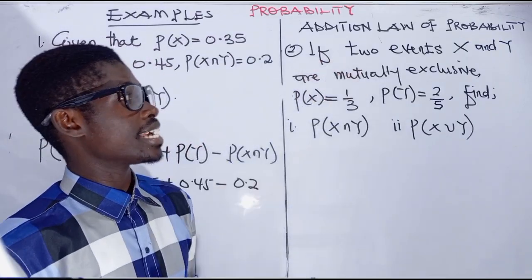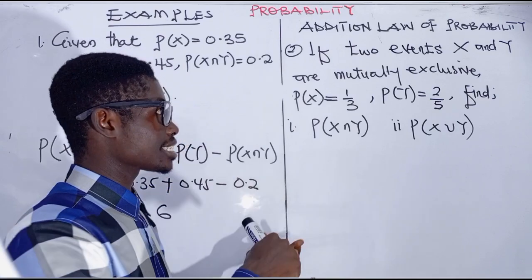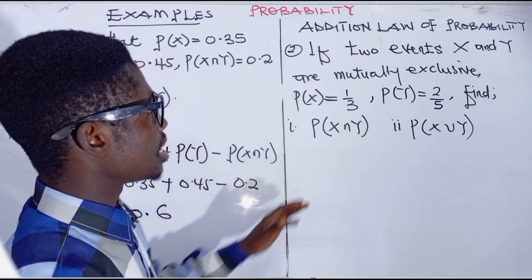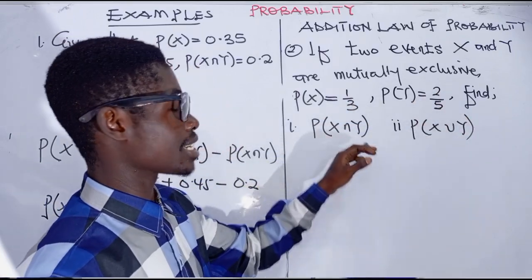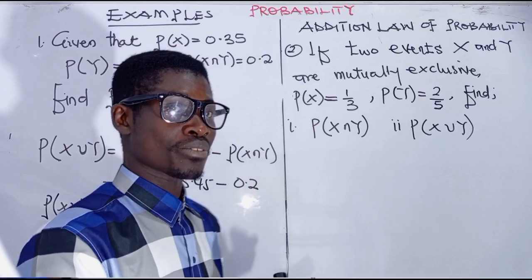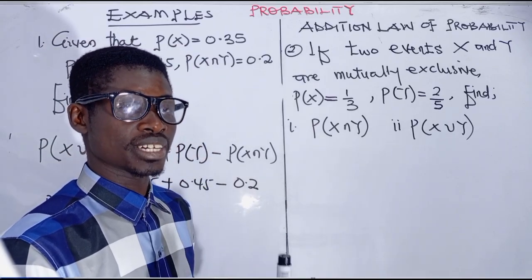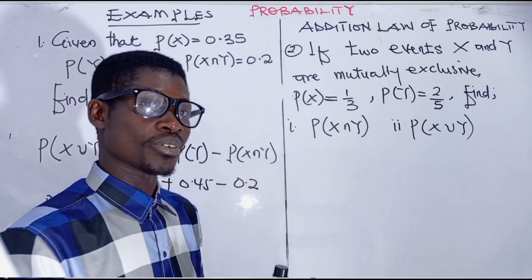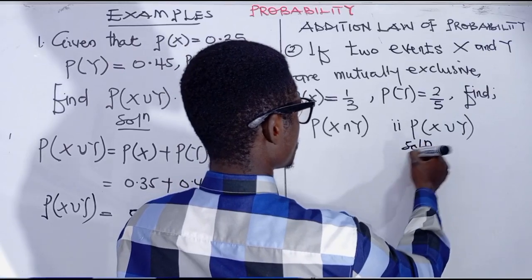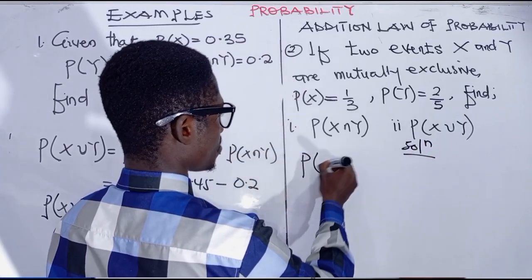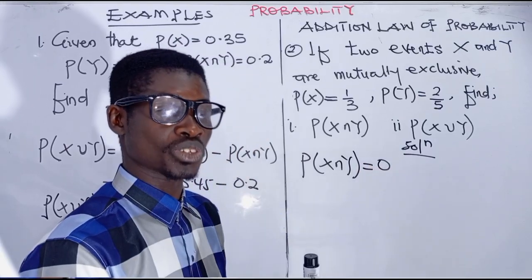So if two events x and y are mutually exclusive, and P of x is 1 over 3, P of y is 2 over 5, we want to find P of x intersection y. As we have already discussed, if the two events given are mutually exclusive, then they have nothing in common, and therefore their intersection will be equal to 0.